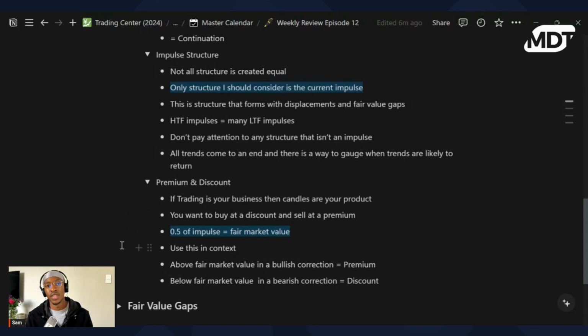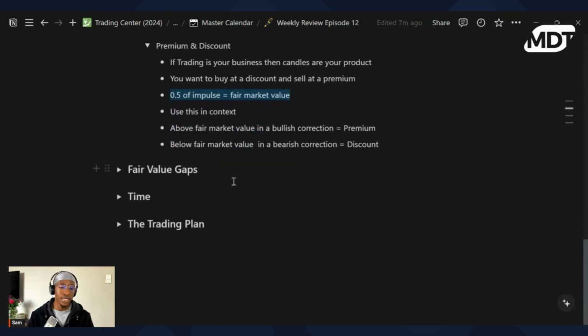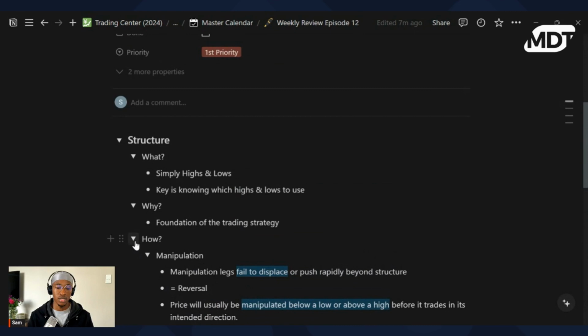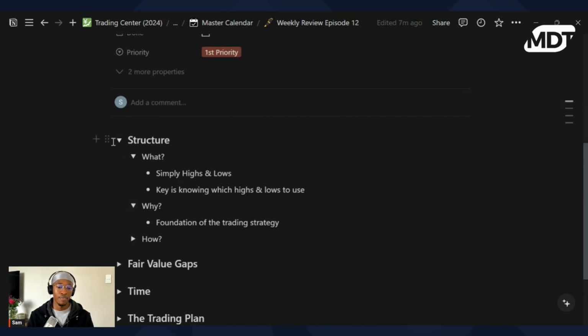And then going back to the theory of premium or discount. Once price gets below that 50% level in an uptrend, price is then in a discounted area, or at its fair market value. And inversely, once price trades above that 50% level, price is then at a premium of its fair market value. So that in a nutshell is structure. Yeah, a lot of key takeaways from there.